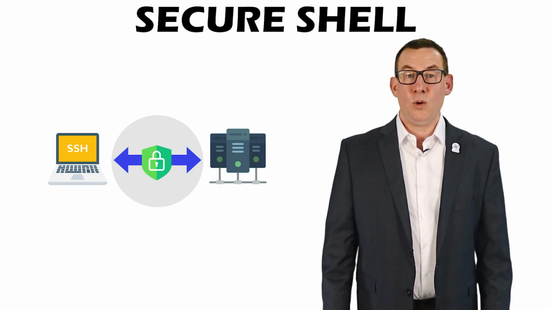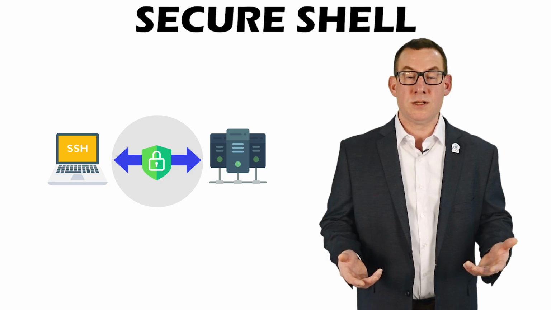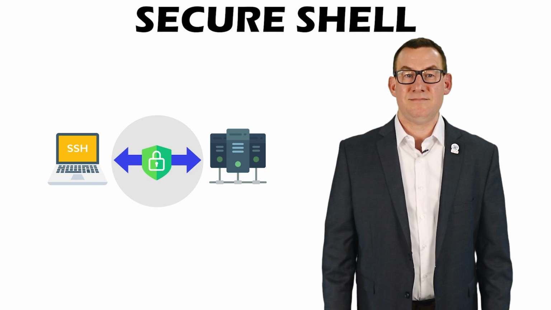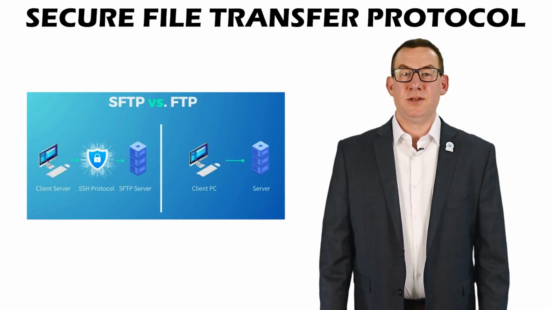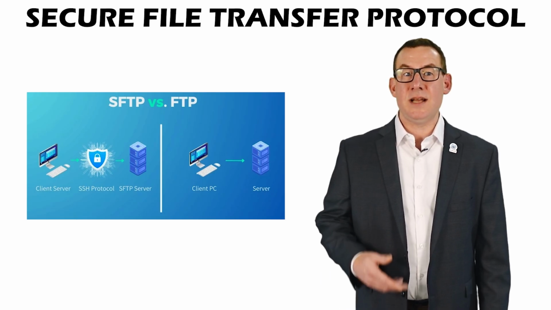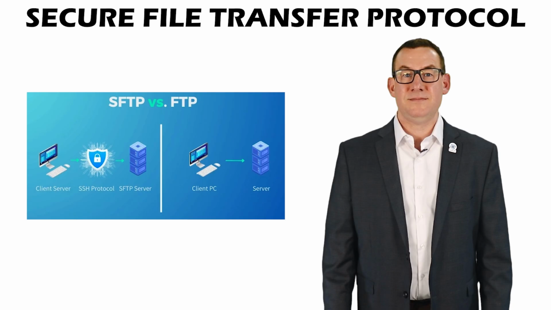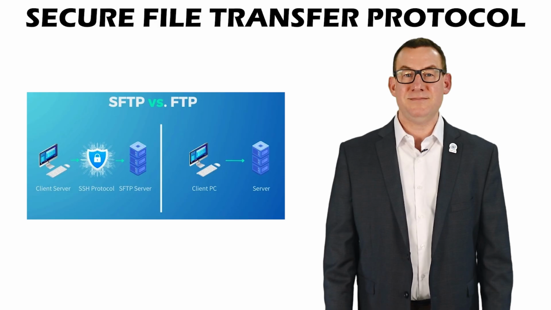Secure Shell, or SSH. Secure Shell establishes an encrypted connection over unsecured networks for remote access and server management. Secure File Transfer Protocol, or SFTP. Secure File Transfer Protocol is an extension of Secure Shell that adds encryption to file transfers. Secure File Transfer Protocol is a safer choice for sensitive GIS data.